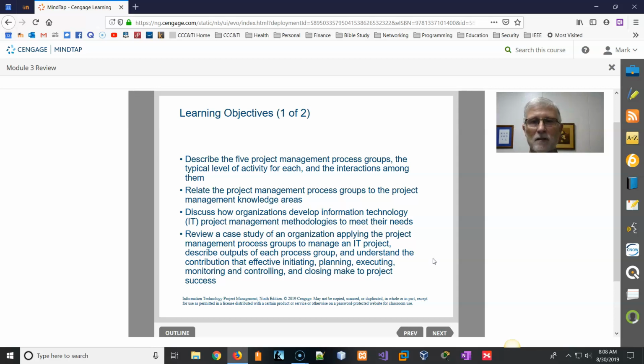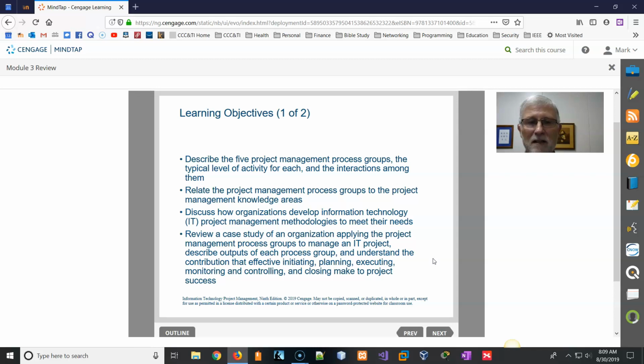Most projects have all of these same processes, they may just execute them slightly differently. We're going to look at how these process groups and the knowledge areas relate. We'll look at how organizations develop information technology methodologies to meet their needs. Even though there are some standards out there, each company has the right to come up with a process that works best for the product they're trying to develop.